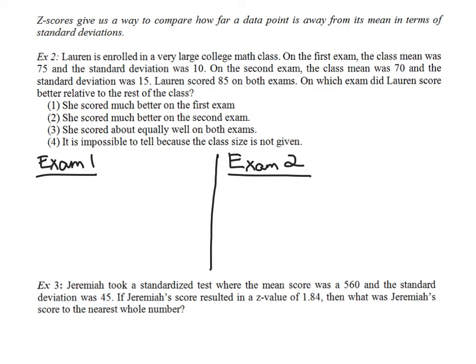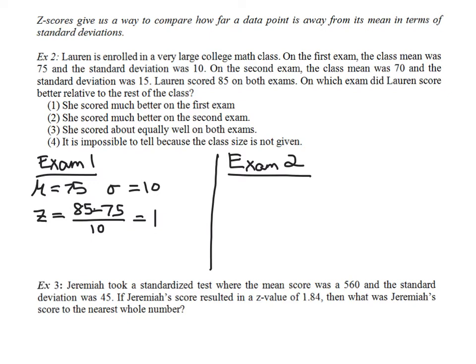So with exam number 1, we know that the mean was equal to 75, so that's my mu. And we know that the standard deviation was equal to 10. So we can calculate what Lauren's z-score was on that test by saying her score was 85. So her z-score will be 85 minus 75 divided by 10, which of course I see that she was exactly 10 points above the mean. So 10 points above the mean is telling us, because 10 is also the standard deviation, she was 1 standard deviation above the mean for that test score.